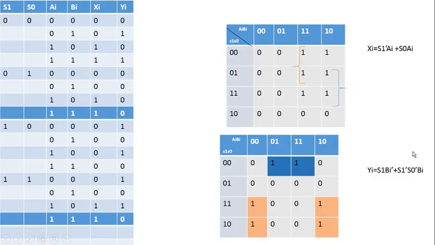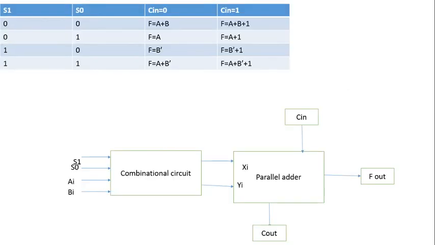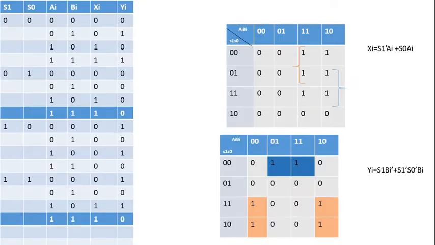Okay. So now we need to derive the combinational circuit that forms the Xi input in general, and similarly derive another combinational circuit that forms the Yi input of the parallel adder in general. How to derive such combinational circuits? In order to derive that, consider the inputs S1, S0, Ai, Bi, and these two form the parallel adder Xi and Yi inputs.